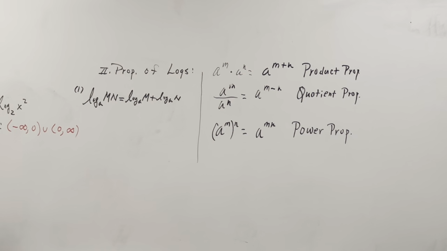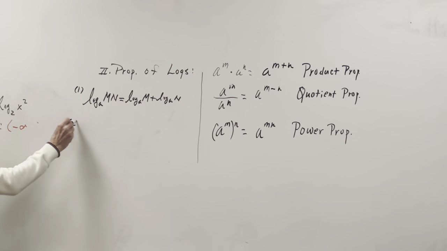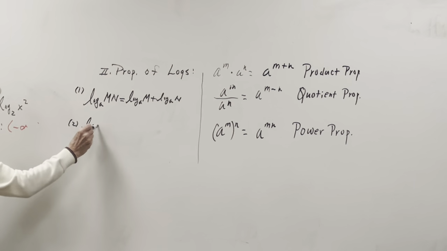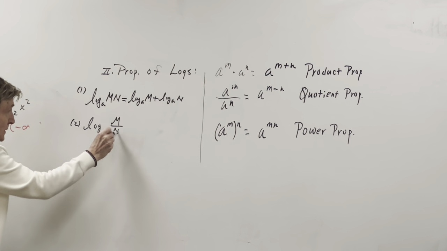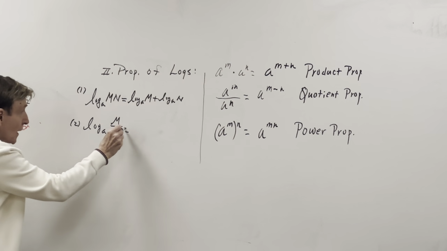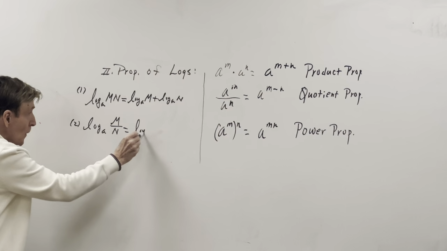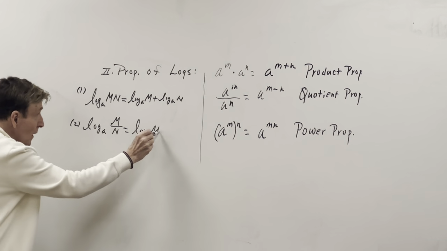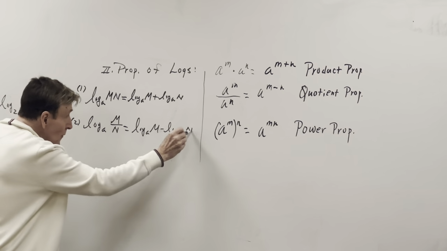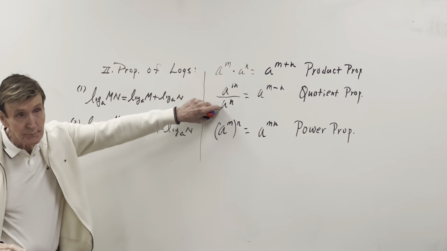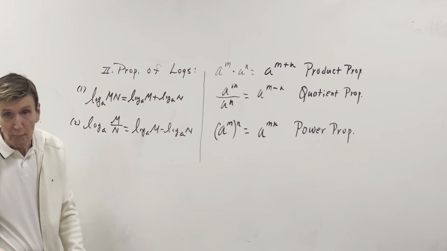Tell me what the second one looks like, Arena. Okay, quotient property. Logarithm base a of m divided by n. Hang on now. Quotient, and what was the result? Logarithm base a of m minus logarithm base a of n. Got you. Like this one. That's where these properties came from.